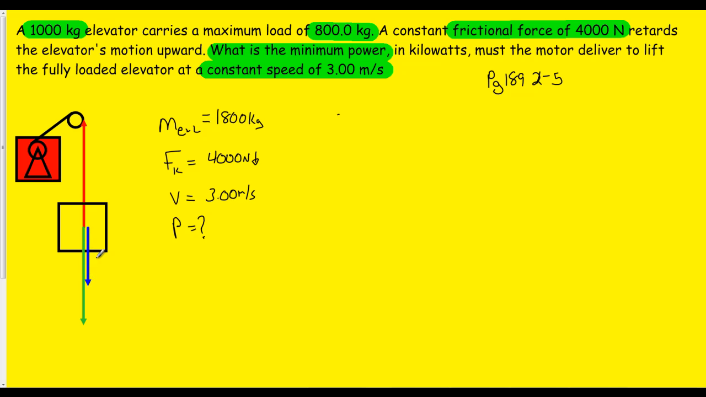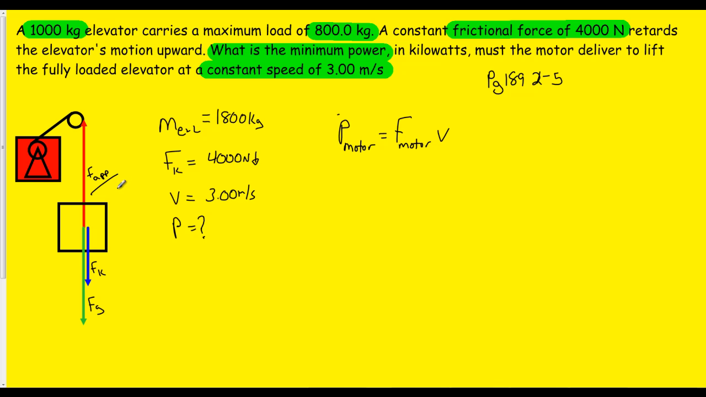I have the force of friction, which is the blue line, F sub k. And then I have the green line here, which is the force of gravity. And then the red vector, which is the force applied by the motor. Now, in order to figure out power, the power of the motor is going to equal the force of the motor times the velocity, using the P equals FV equation. So I need to figure out this force applied.